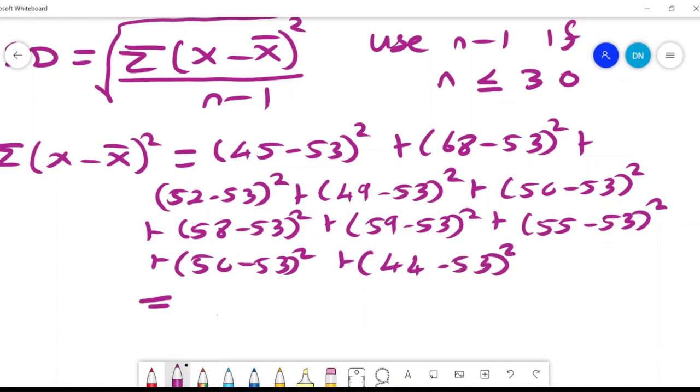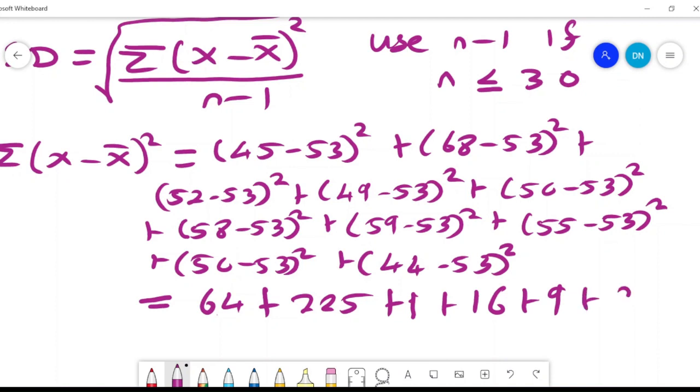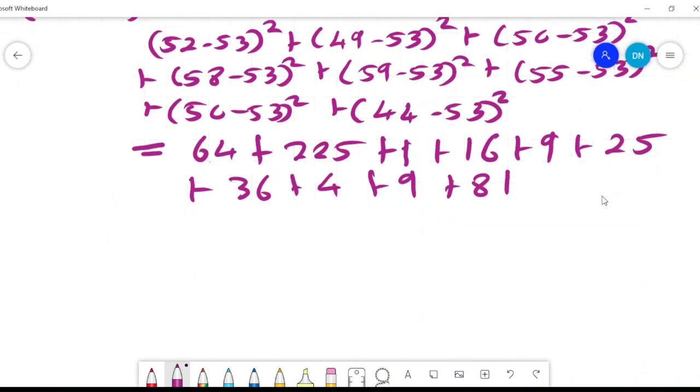And so 45 minus 53 is 8. This is 64 plus... not 13, it's 15. 68 minus 53 is 15, squared is 225, plus 1, plus 16, plus 9, plus 25, plus 36, plus 4, plus 9, and plus 81. And if we do all that summation together, this will be equal to 470.